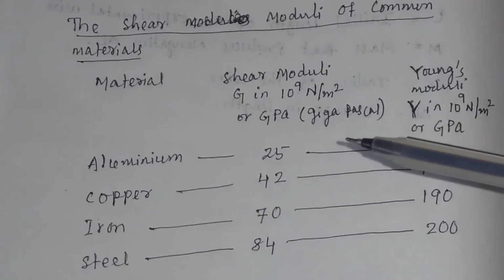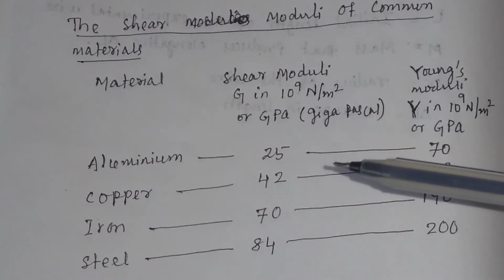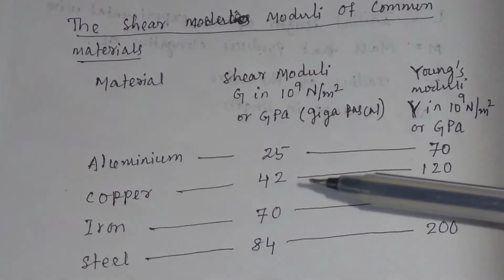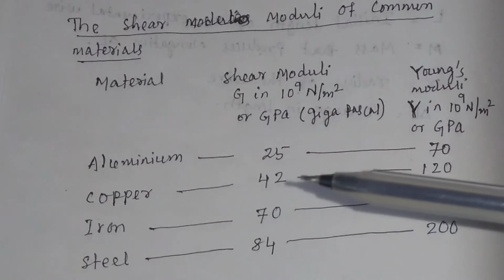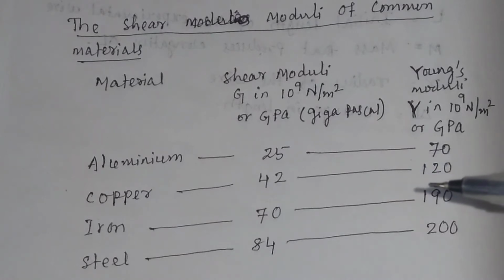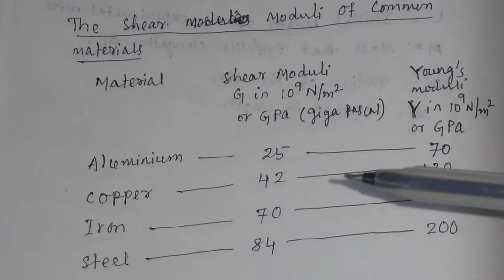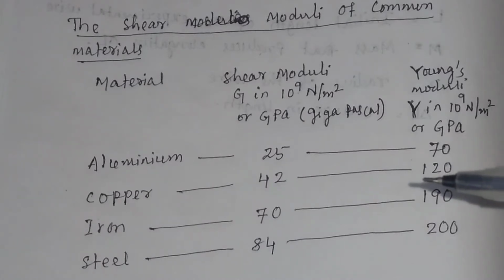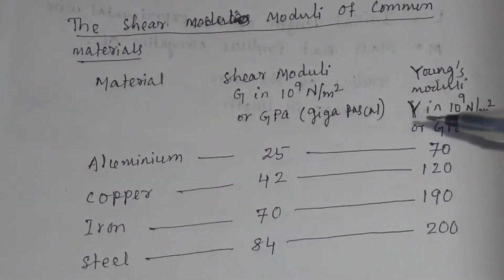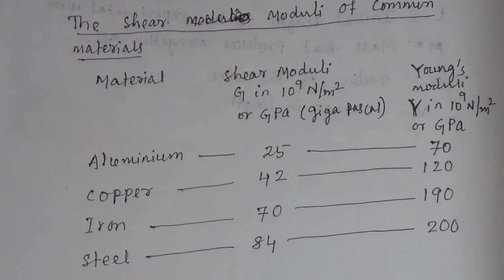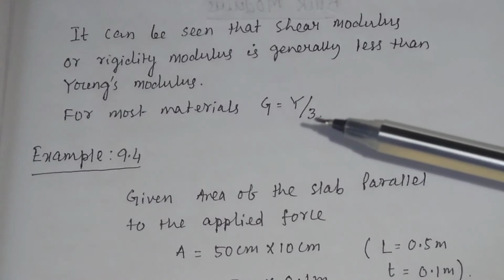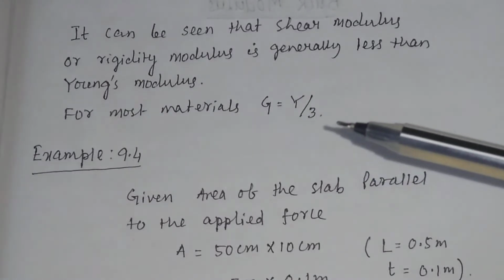So if you compare the shear moduli and Young's moduli of these materials, it can be seen that the shear modulus or rigidity modulus is generally less than the Young's modulus. And for most of the materials, the shear modulus is equal to Young's modulus divided by 3. So you have to remember that G is equal to Y divided by 3. For most of the materials, G is equal to Y divided by 3.